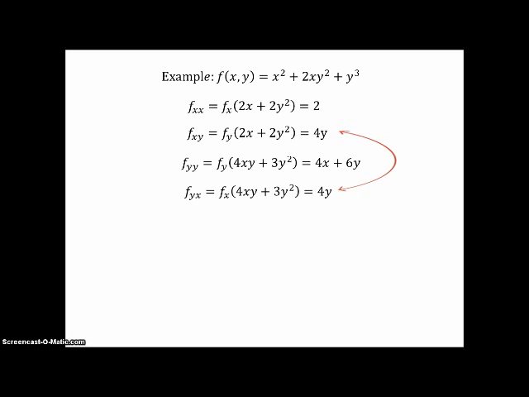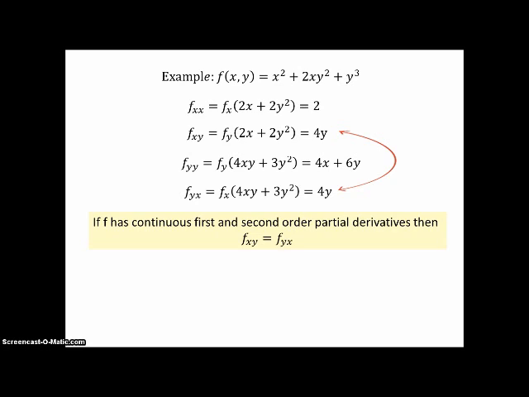Now you may have noticed that fxy is equal to fyx, and this will always happen if you have continuous first and second order derivatives. So if f has continuous first and second order partial derivatives, then f sub xy will equal f sub yx.